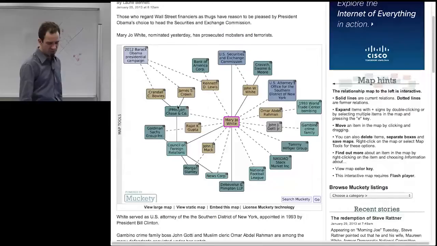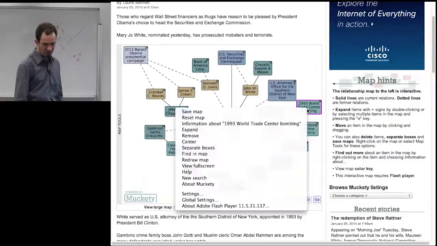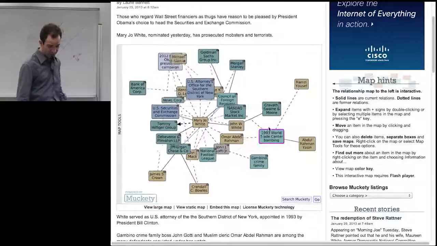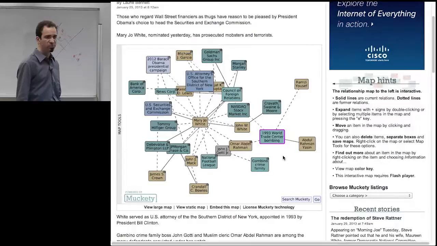And then any one of these, this is an event, the World Trade Center bombing. Oh wow, she prosecuted this guy. And then if I go expand, this is going to get us into a completely different territory here. But I see other people who are connected to that incident. So Muckety has tons of this stuff. And if I try to run social network analysis on this, like centrality or something, it's just going to be a mess.